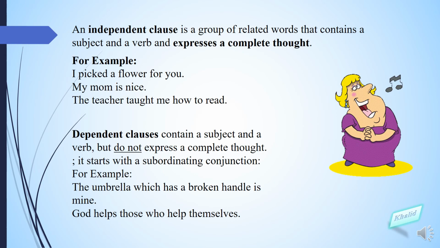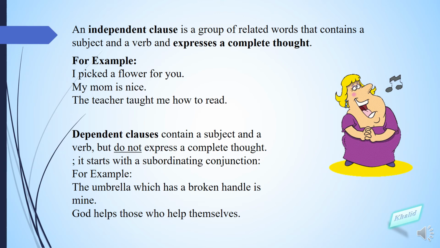An independent clause is a group of related words that contains a subject and a verb and expresses a complete thought. Focus on these three examples. I picked a flower for you. What did I pick? I picked a flower. So this sentence is giving you a complete sense, so it is an independent clause.